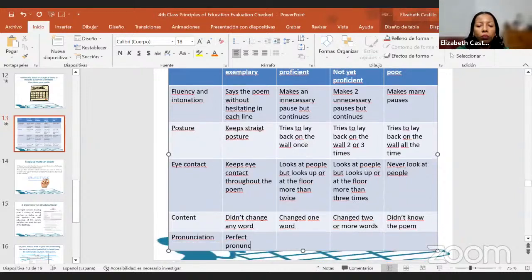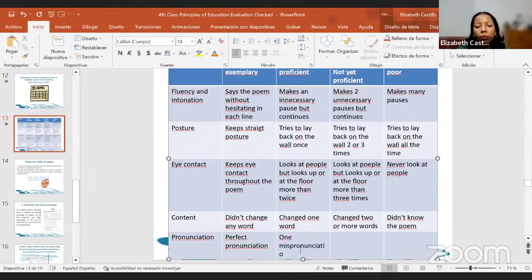pronunciation. One mispronunciation. Two mispronunciations. Or two words were mispronounced.